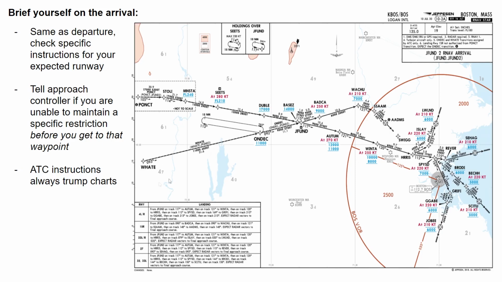All right. Anything they tell you always trumps what the charts say. So if you're at Winta and they say, cross Winta at or maintain 6,000, then don't be like, oh, but the chart says I need to be at a minimum or a maximum of 8,000. You're clear to go to 6,000 if they say you are.